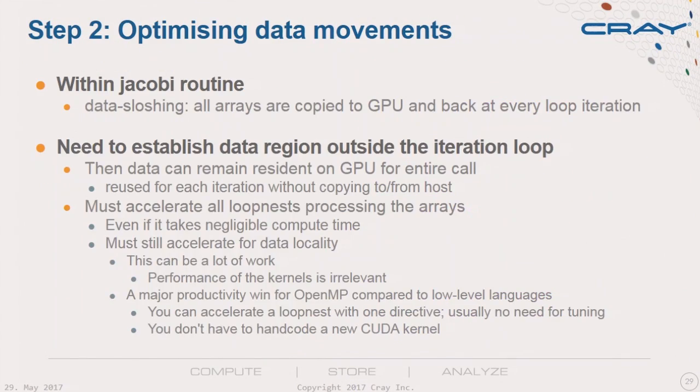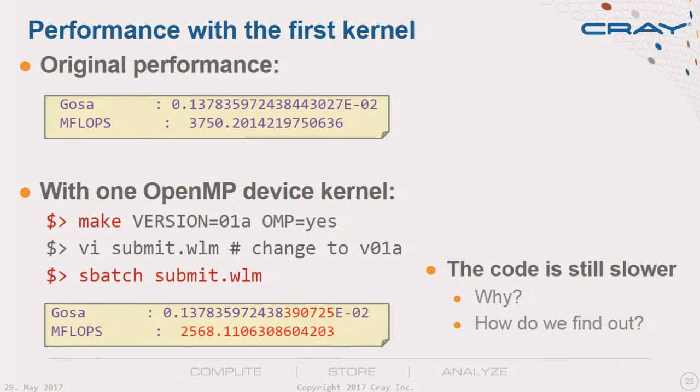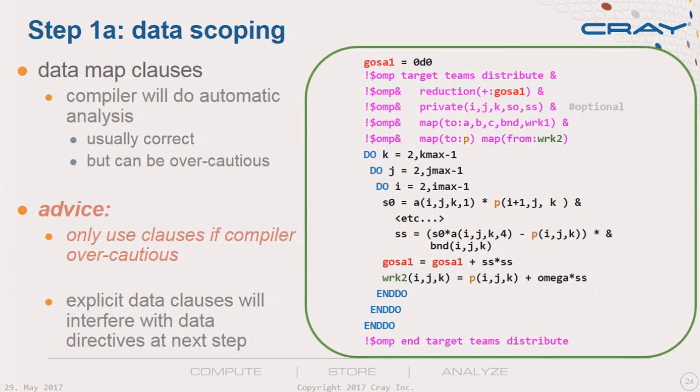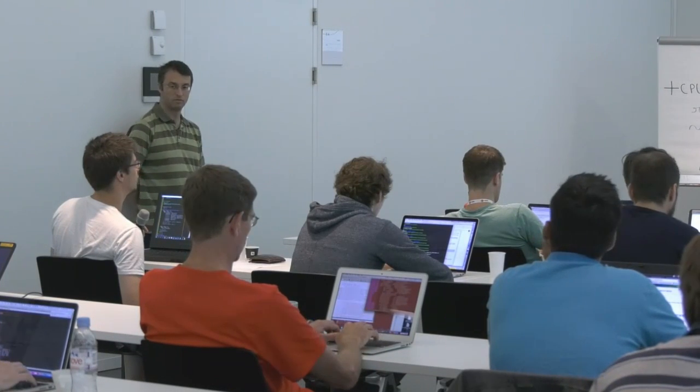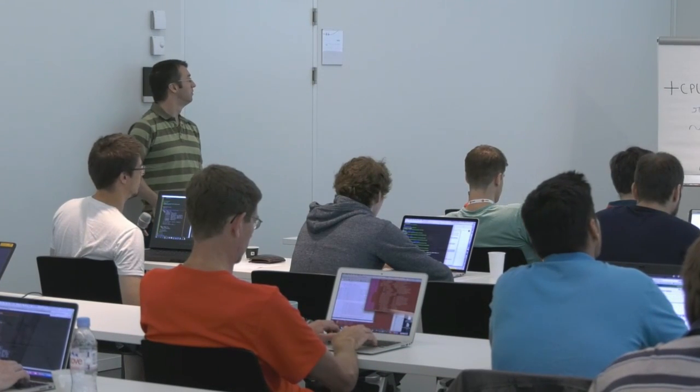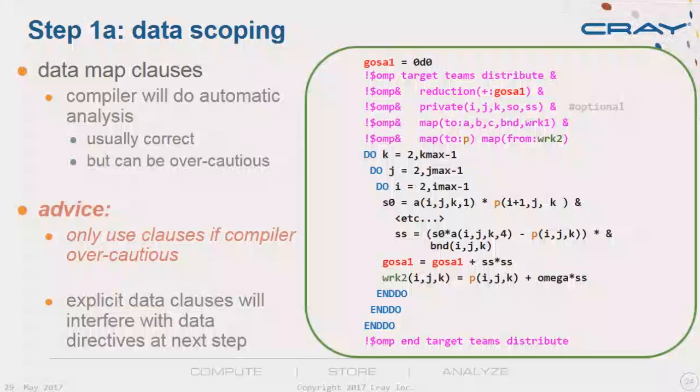Back to slides. I still would suggest first doing data scoping, then one. Yeah, I know. Maybe for some of you it's too slow, but I would like to do it step by step. Is there a reason why the map to P is separated from the map to every other variable? No, it's just for the sake of clarity.